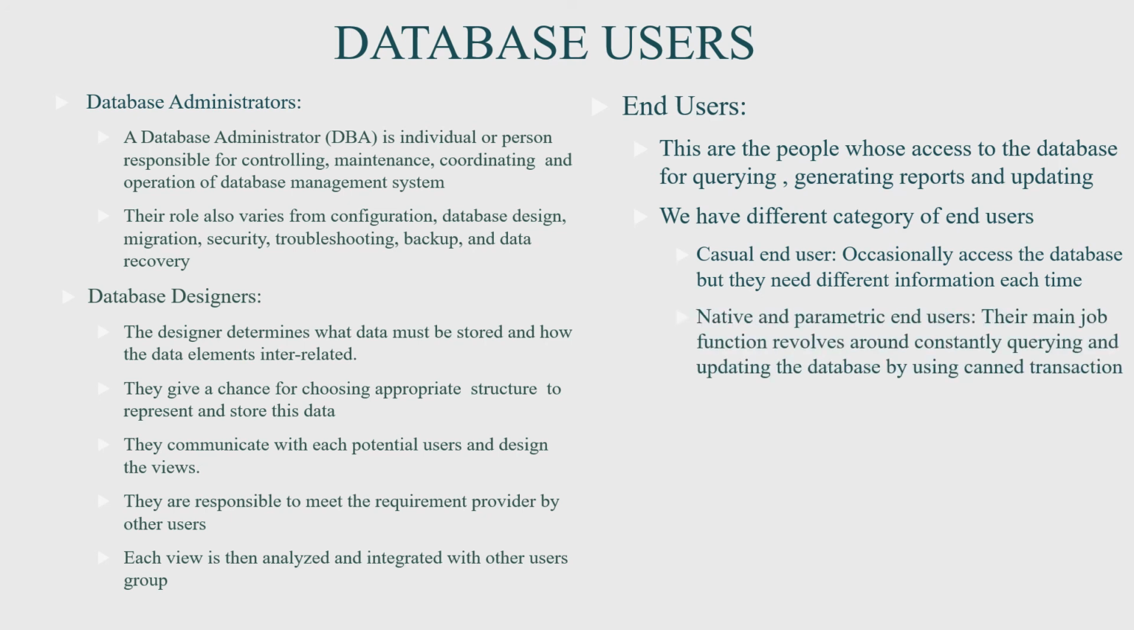The next person is the naive and parametric end user. A naive end user is a person who accesses the database frequently, for entities, every time, for his duty. Their main job function revolves around continuously querying and updating the database when a canned transaction takes place. He is a person working under a company who always queries something, takes the data, and updates it when the transaction takes place.